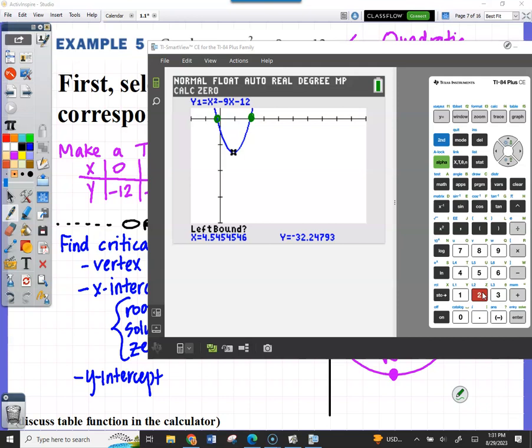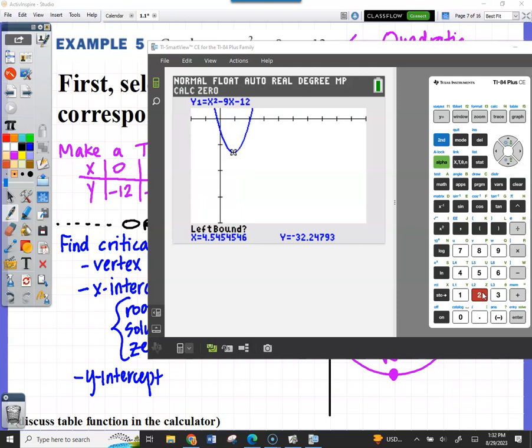So you have to do this twice because there's 2 of them. You can't find both at the same time. So pick one and focus your attention on it. So we need a left bound, a right bound, and then a guess. And it will produce the coordinates for that. Then you'll repeat with the other one. Okay? I'm going to erase that and do it.